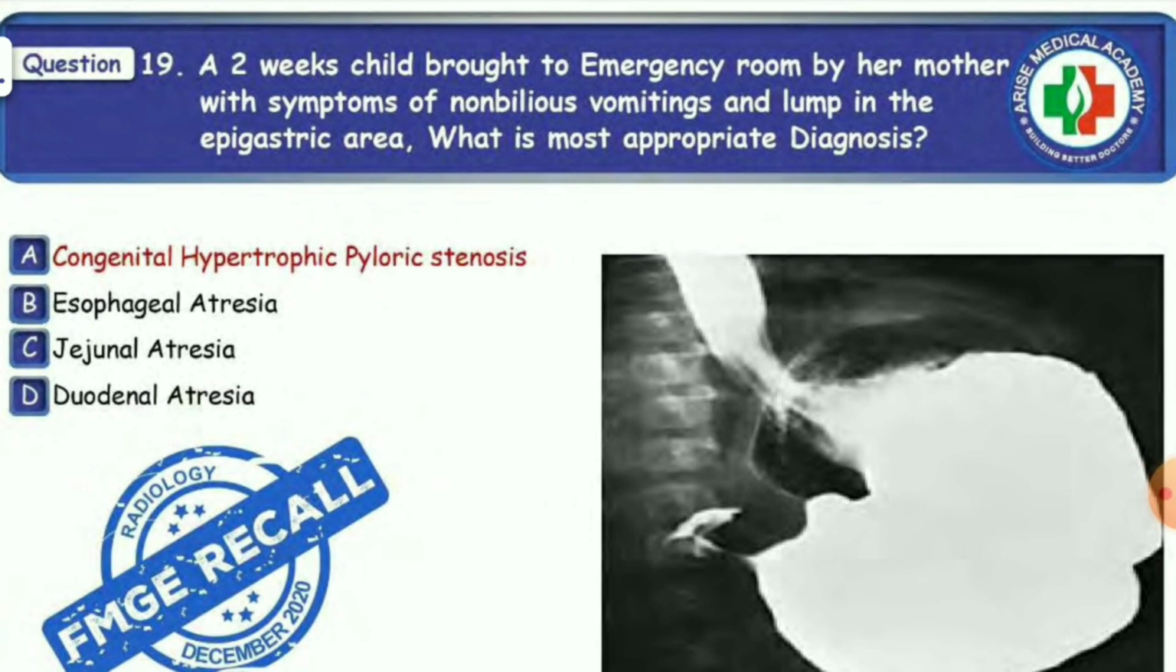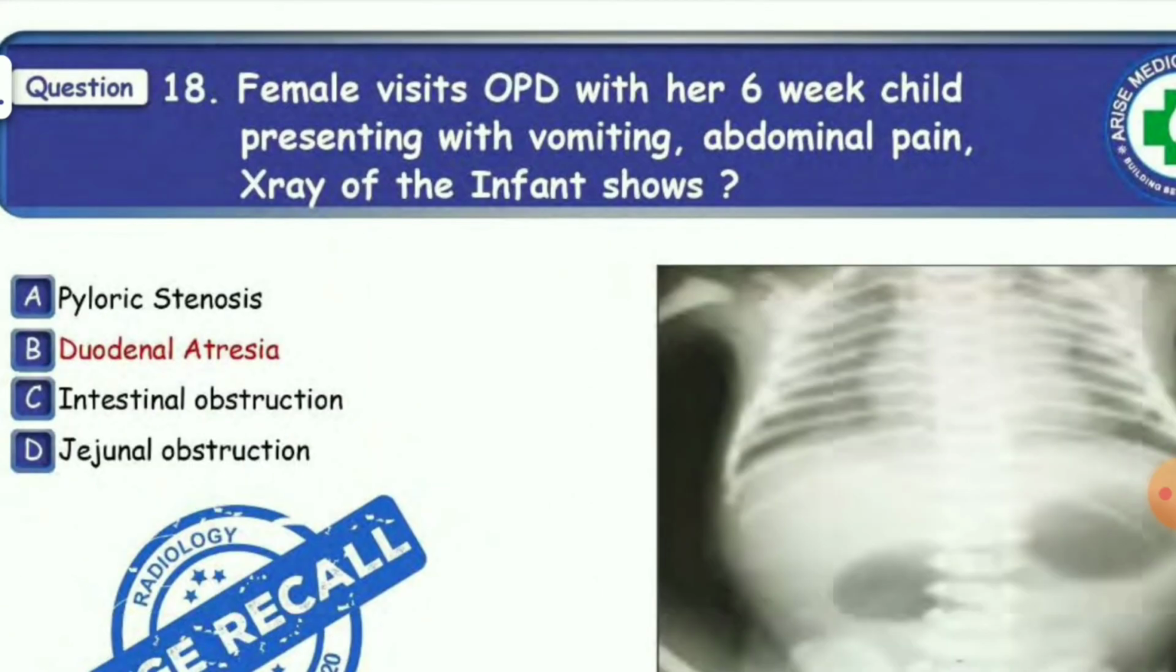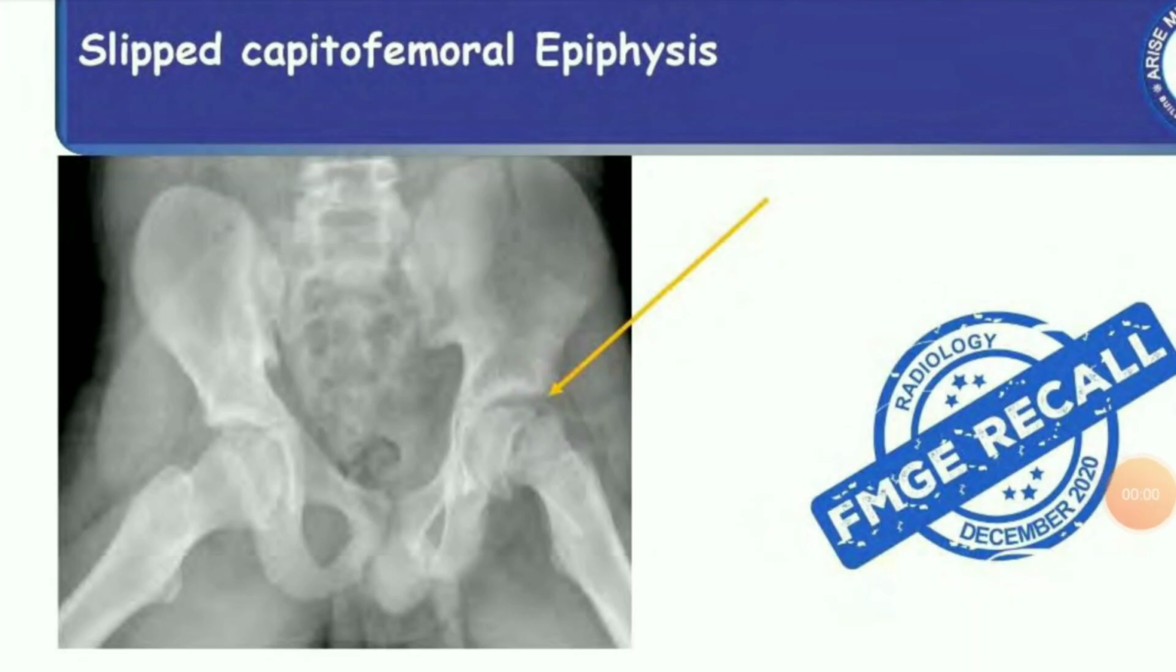by her mother with symptoms of non-bilious vomiting and lump in the epigastric area. What is the most appropriate diagnosis? The answer is congenital hypertrophic pyloric stenosis. Next question, female visits OPD with her 6-week child presenting with vomiting and abdominal pain. X-ray of the infant shows duodenal atresia. Next image-based question is slipped capital femoral epiphysis.